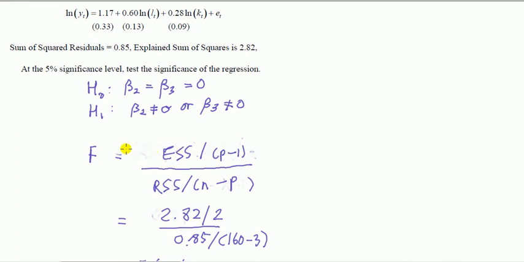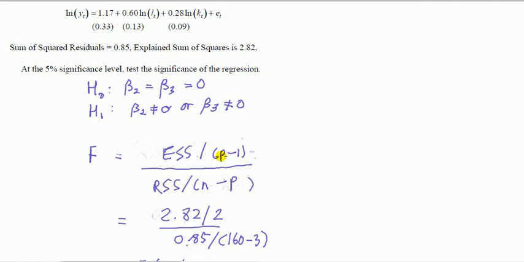So here's an alternative formula for testing the overall significance in terms of the explained sum of squares, which I've got right here, and the residual sum of squares, which I've got right here. If you divide by the degrees of freedom, it's just the same as the previous formula. The only thing is that these two are different. So just plug the numbers in.